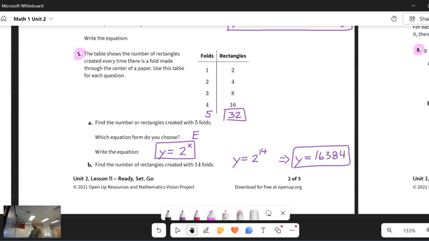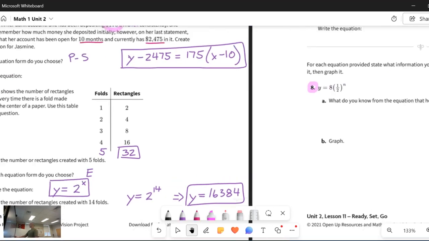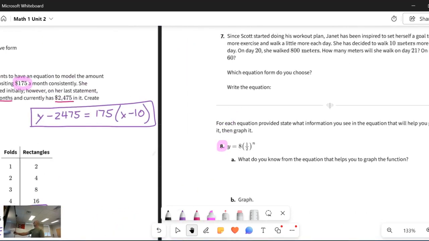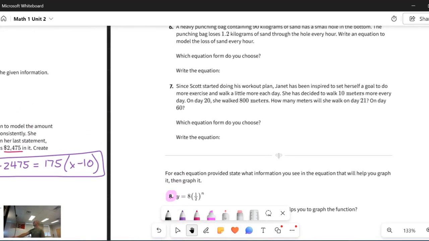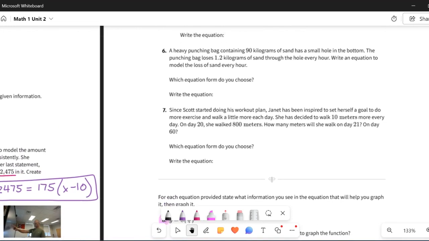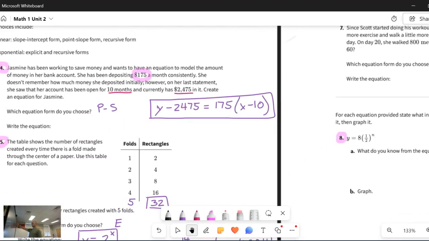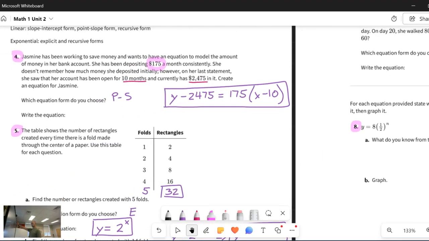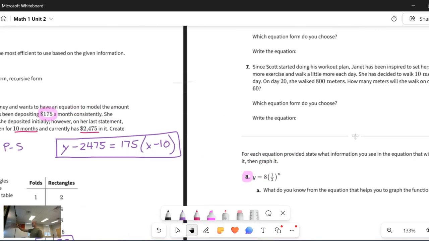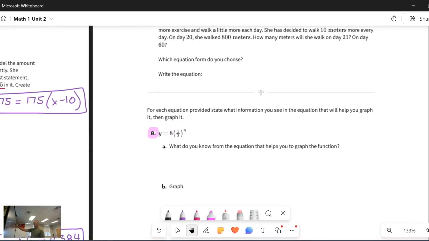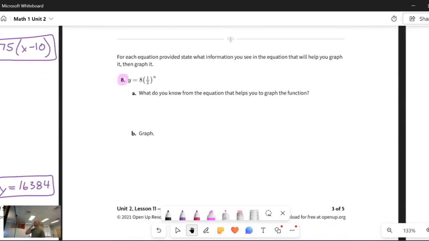So we're going to keep moving on here. Number 6. Which equation form do you use? Write the equation. I believe we did that down here. We did. All right, so that double dipped. Apologies for that. All right, so part 8 here, or problem 8.